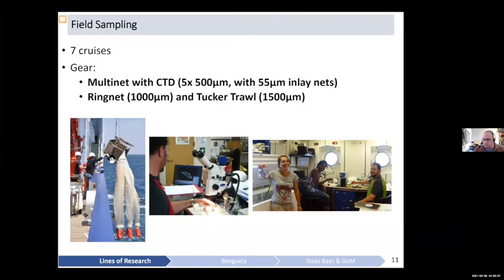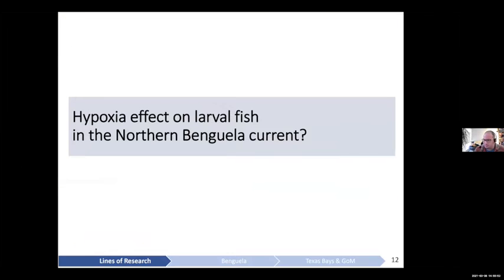With those multinets or the MOCNESS, which is a larger brother of it, you have depth bins that are still several tens of meters wide in the vertical dimension. So it's a bit more difficult to explain fine-scale patterns of overlapping of gelatinous plankton, for example, and larval fish. So, hypoxia effect on larval fish.